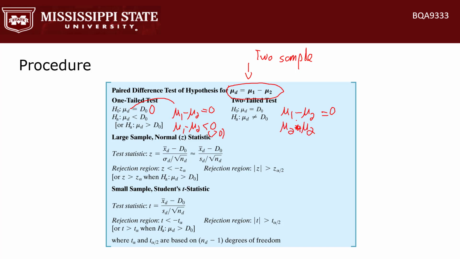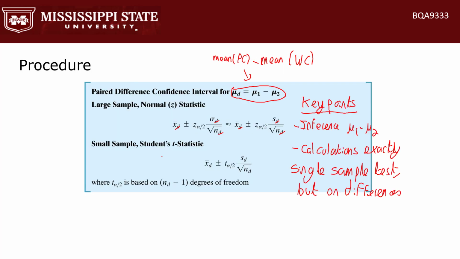Yep, sorry, mu1 minus mu2 is not equal to mu0. But we are basically doing the same calculations as for a single sample test. And let's just remind, I didn't mention this before, that if we were doing a t-test, and this is important, we have n minus 1 degrees of freedom. So the degrees of freedom are as per the single sample test. We literally are doing a single sample test on the differences.